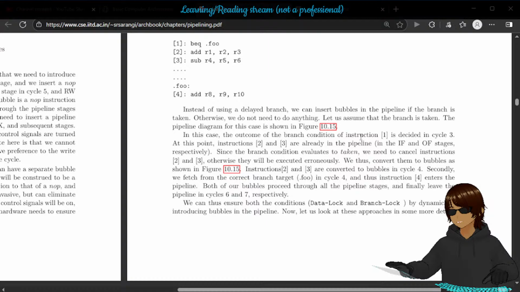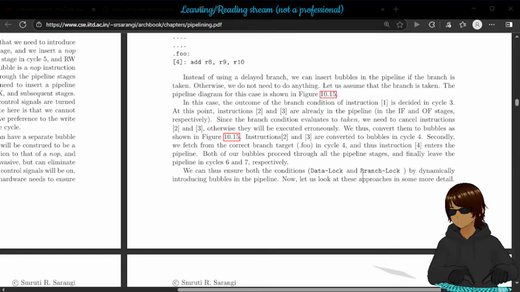The outcome of the branch condition of instruction 1 is decided in cycle 3. At this point, instructions 2 and 3 are already in the pipeline. Since the branch condition evaluates to taken, we need to cancel instructions 2 and 3, otherwise they will be executed erroneously. They are thus converted to bubbles as shown in figure 10.15. Instructions 2 and 3 are converted to bubbles in cycle 4. Secondly, we fetch the correct branch target foo in cycle 4.